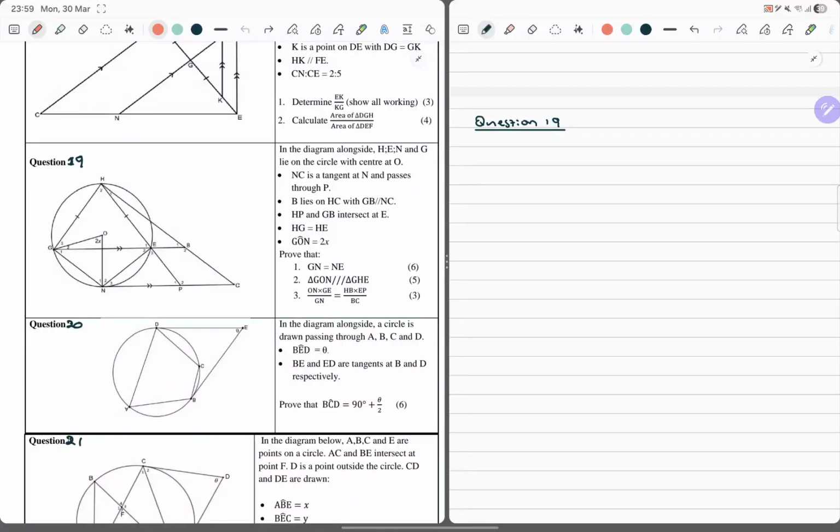Right. If this is a tangent, guys, you already know that this angle is going to be equal to that angle. Tan chord theorem. Okay, so no questions about it. And then we've got B lies on HC and GB is parallel to NC. So there's GB parallel to NC. And again, we're going to have alternate angles happening there.